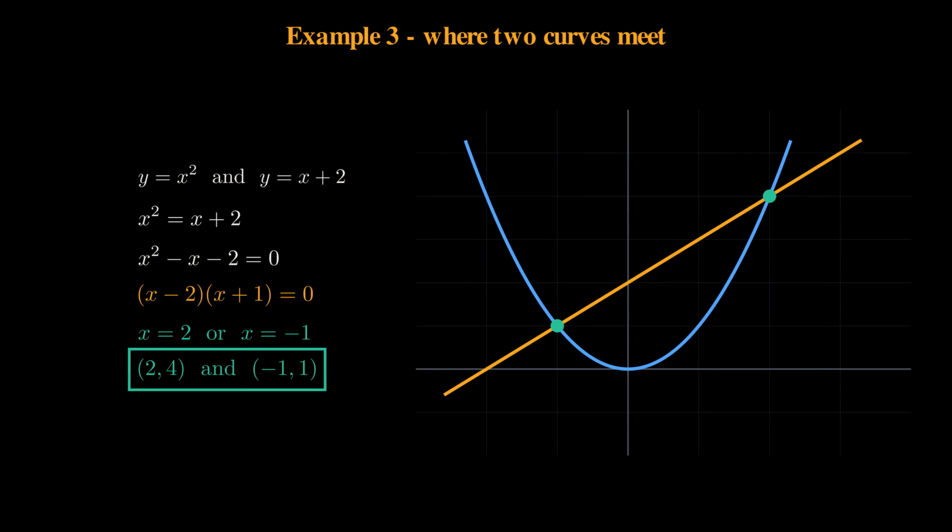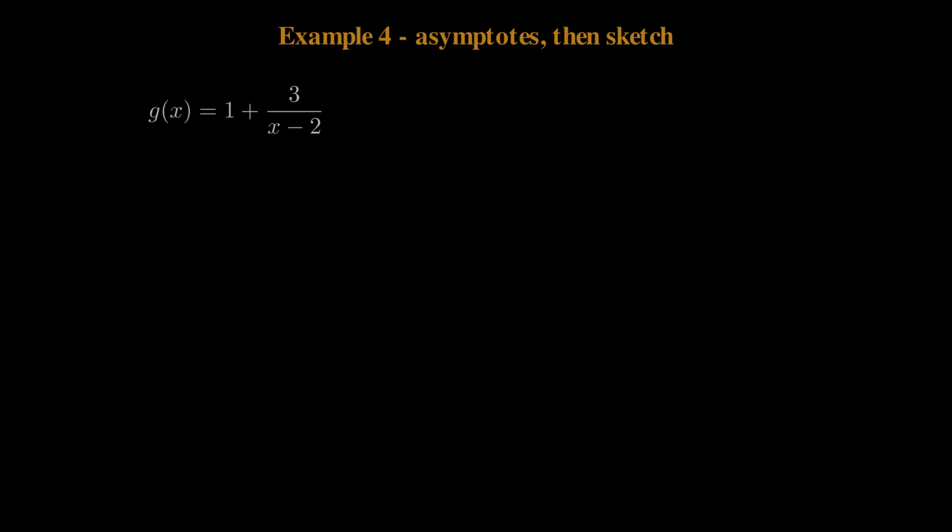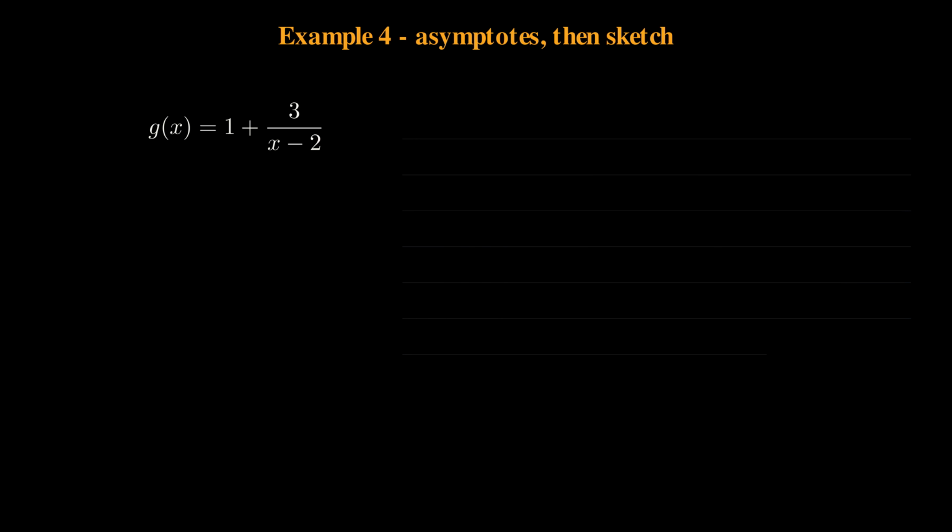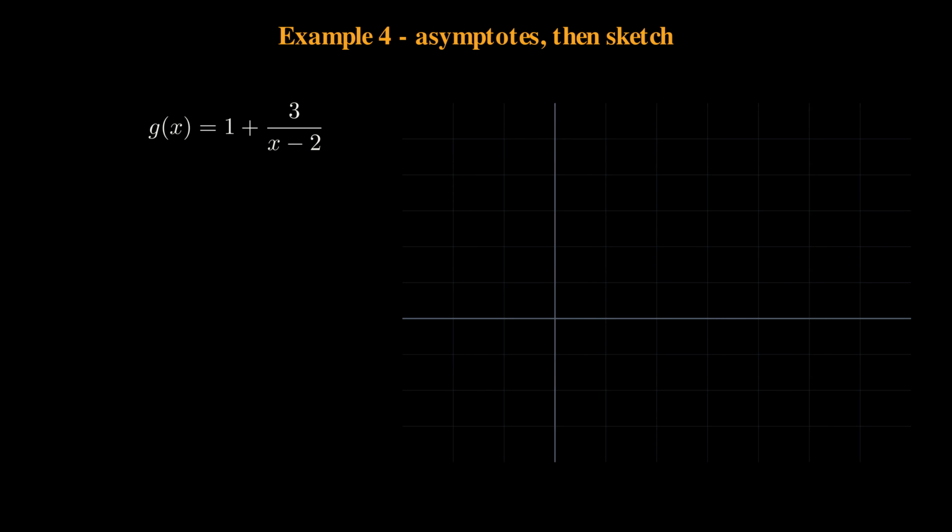Example 4 steps up to a curve with asymptotes, a light taste of the rational functions coming later. Sketch g of x equals 1 plus 3 over x minus 2. Attack the features in order before drawing a single line.